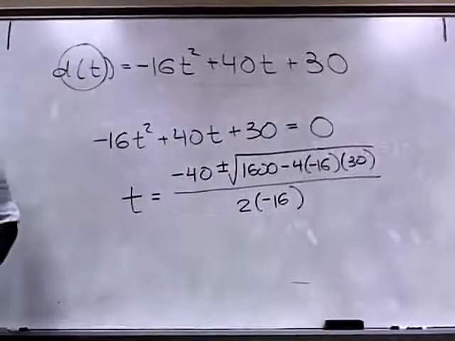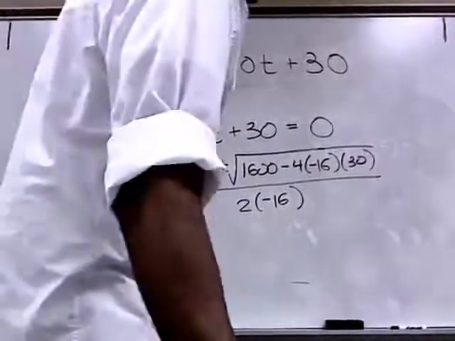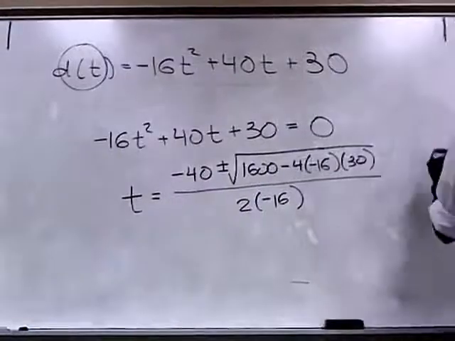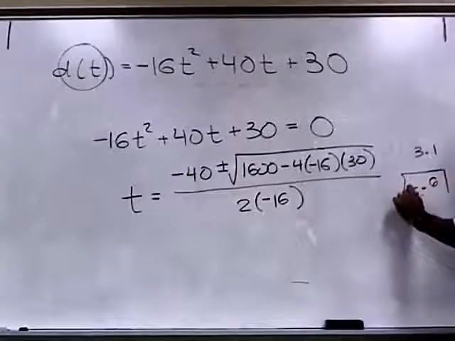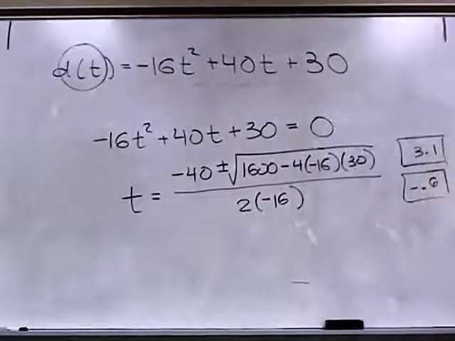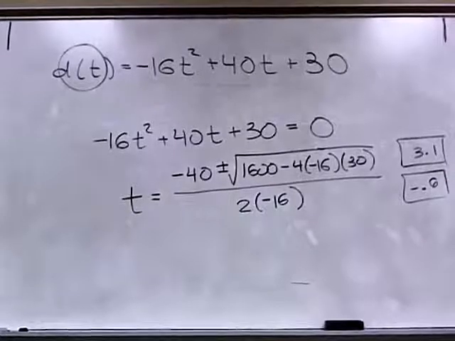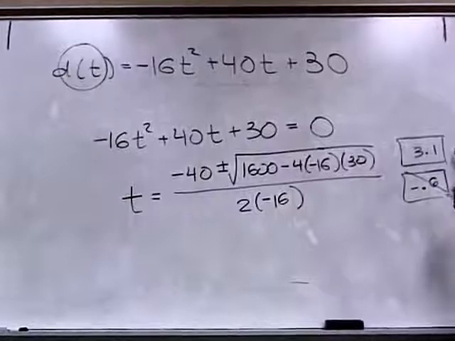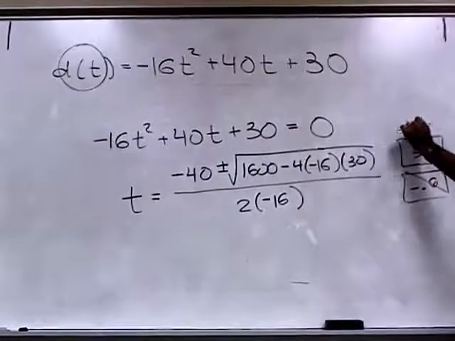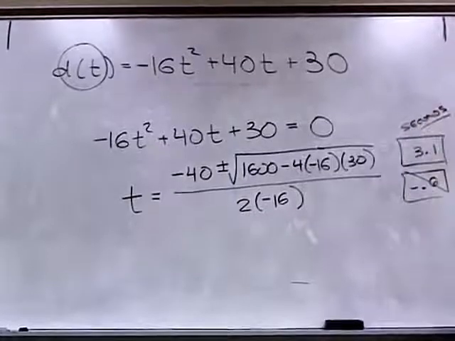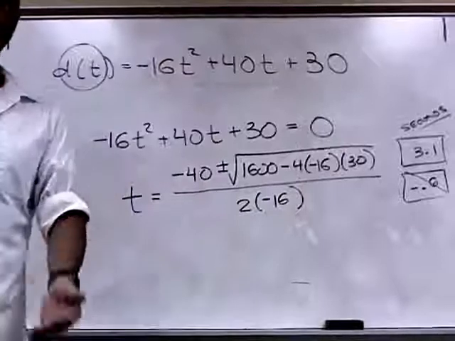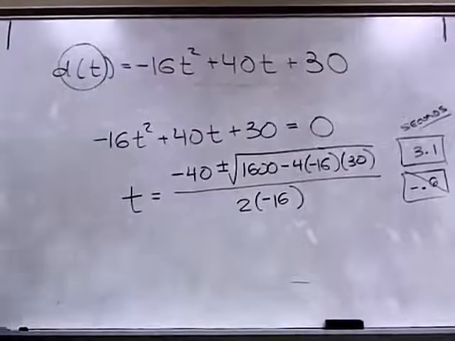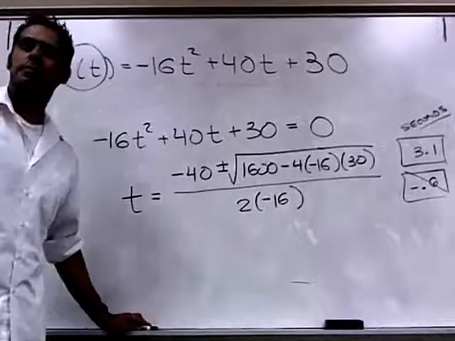I'm getting 3.1 and negative 0.6. Those are the two answers you should get. But only one of these makes sense, right? How long does it take to hit the ground? Not negative, right? Positive what? 3.1 seconds. Why is it seconds? Remember I said everything in the problem is measured in feet, and time was measured in seconds? So if you throw this ball, it takes 3.1 seconds for it to hit the ground.